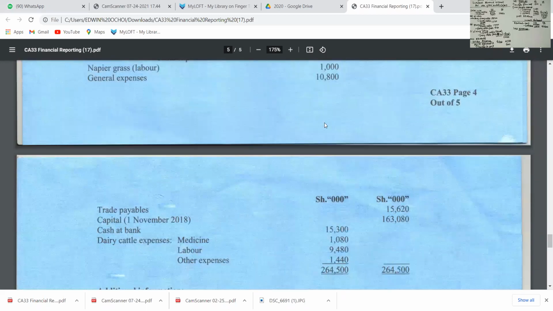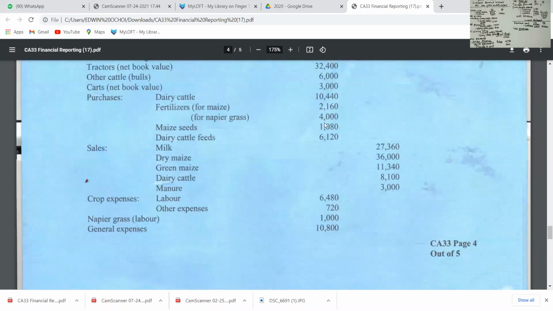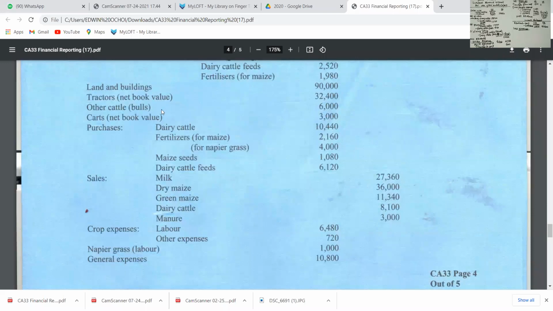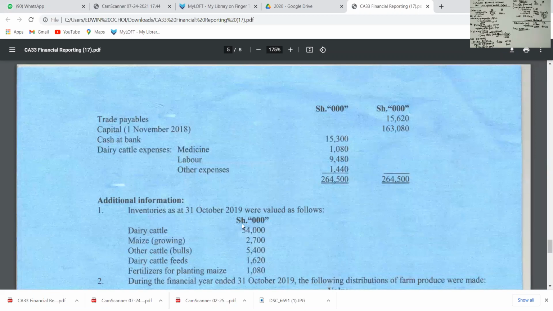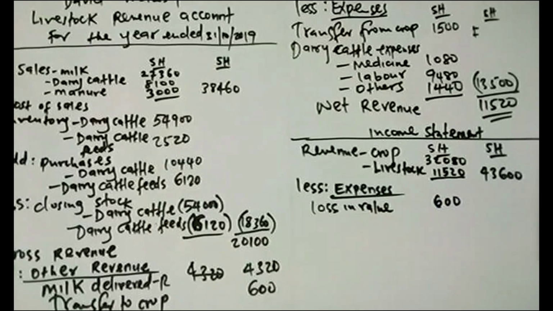They did their valuation of those cattle, which is bulls. Right now you can do valuation of your relevant livestock: the amount you can sell now, and even the amount you can sell them tomorrow. On the trial balance, it was 6,000. But at the end of the year, the valuation of those other cattle, which were used to pull carts as per note 5, is 5,400. So which means they have lost value by which amount? 600. So that is an expense, the loss in value of other cattle or bulls, to be more specific.